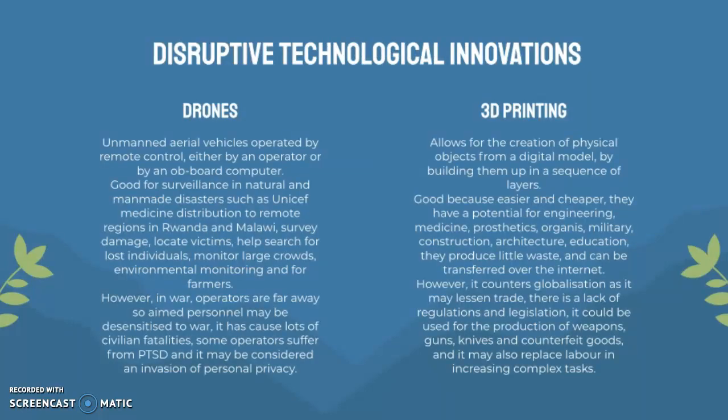So drones. So these are unmanned aerial vehicles operated by remote control, either by an operator or by an onboard computer. They're good for surveillance in natural and man-made disasters, such as UNICEF, medicine distribution to remote regions in Rwanda and Malawi. They can survey damage of natural disasters, locate victims, help search for lost individuals, monitor large crowds, and they can be used for environmental monitoring and for farmers and agriculture.